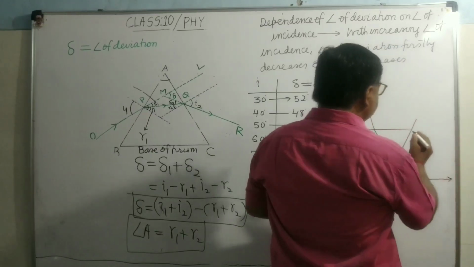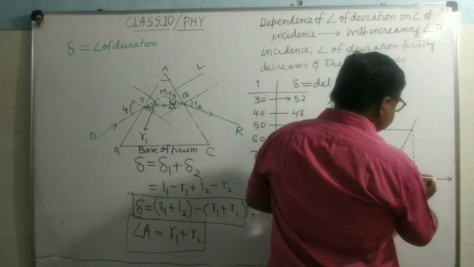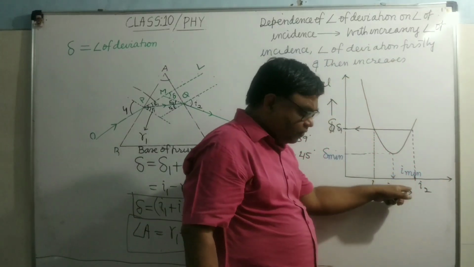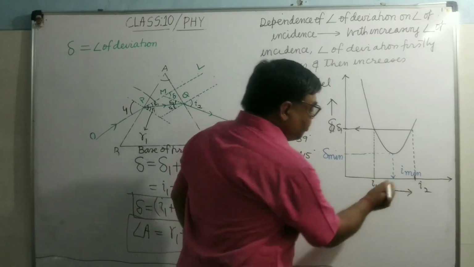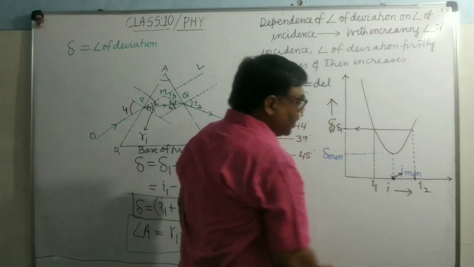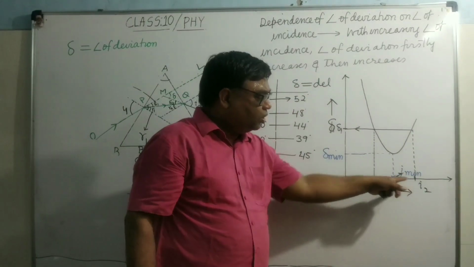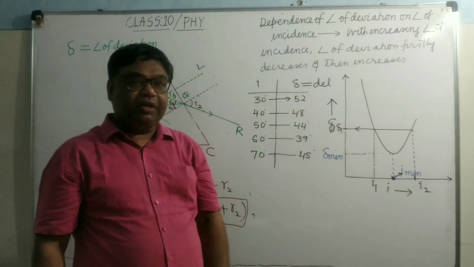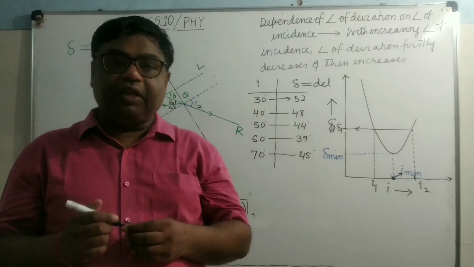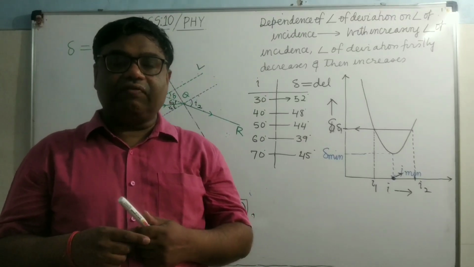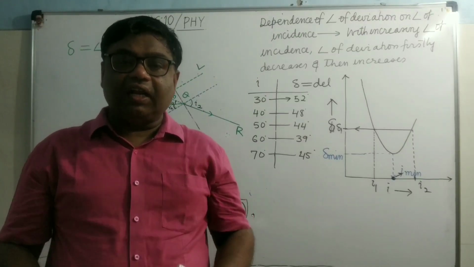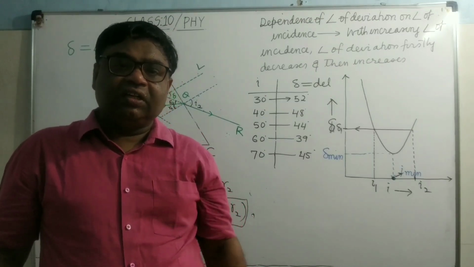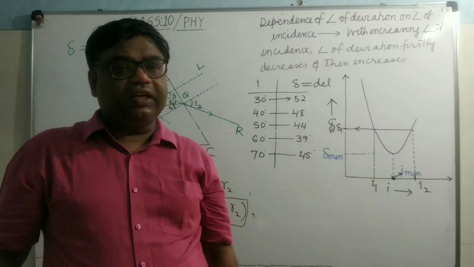Here, purposely I have taken this value of angle of incidence i2, which is greater than i minimum, because i minimum is this one. i2 is greater than i minimum. What is the angle of deviation? It is delta 1, which is greater than delta minimum. It means the prism produces minimum deviation for a unique angle of incidence. It's clear. For all other angles of incidence, the angle of deviation will be more than delta minimum.